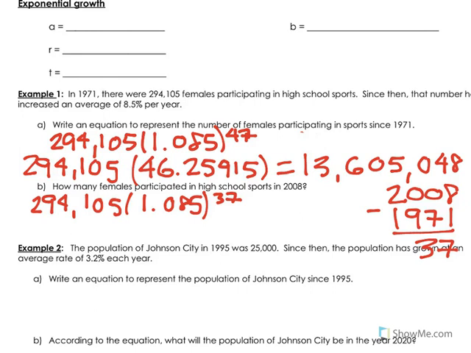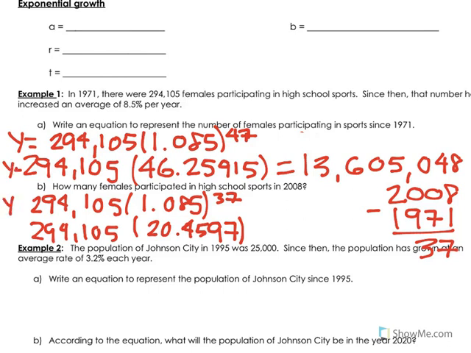When you put 1.085 into the calculator and raise it to the 37th power, you should get 20.4597. And this 294,105 stays. All of these are y equals, by the way. And after you type that in your calculator, you click multiply the two. You should get 6,017,314 women.